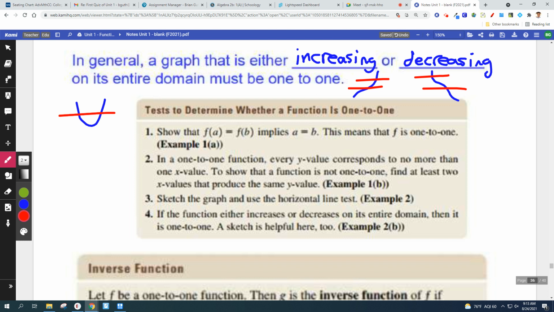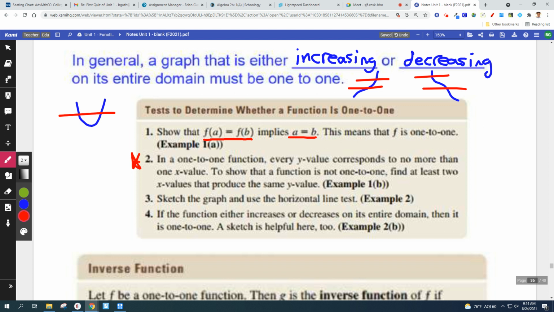So here are some tests to determine whether a function is one-to-one, and I think this is kind of complicated, but if f of a equals f of b implies a equals b, that means we're one-to-one. And again, you're kind of going back to that mapping, the very first example. When each x goes to one y and each y comes from one x, that's kind of what we're talking about. That's going to be a one-to-one function. So yeah, that's what this says here.